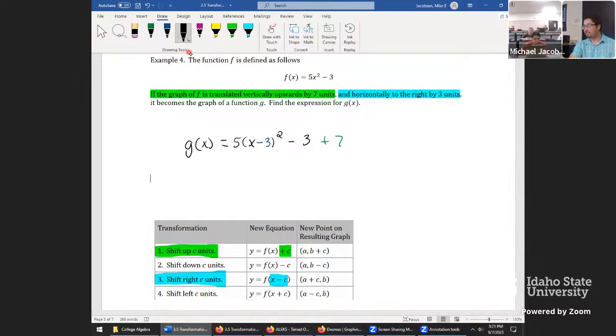I mean, we still have to simplify everything. So g of x equals 5, x minus 3 squared plus 4. Then that finishes off that entire problem right there. Any questions at all, folks? Yeah, go ahead.